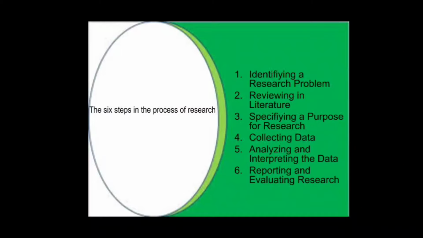Step 2 is reviewing the literature. It means locating summaries, books, journals, and index publications on a topic, selectively choosing which literature to include in your review, and then summarizing the literature in a written report.